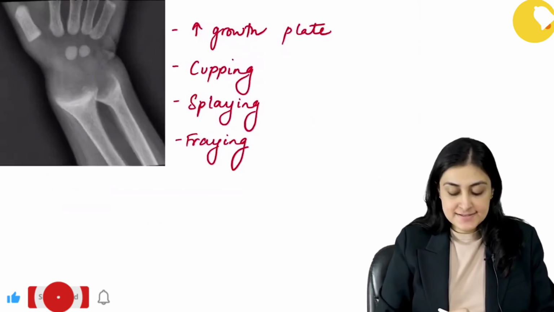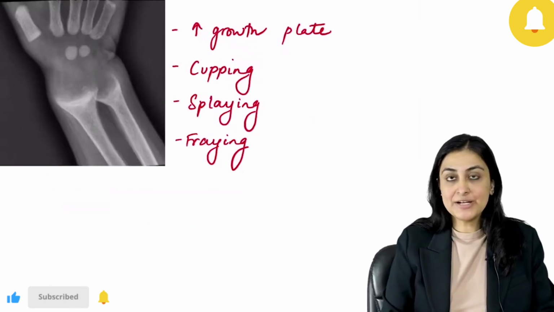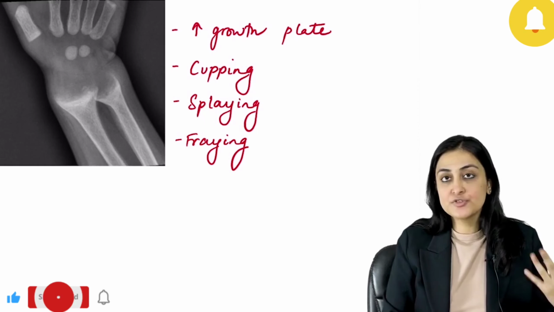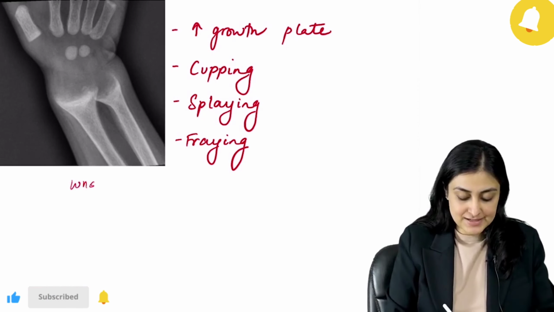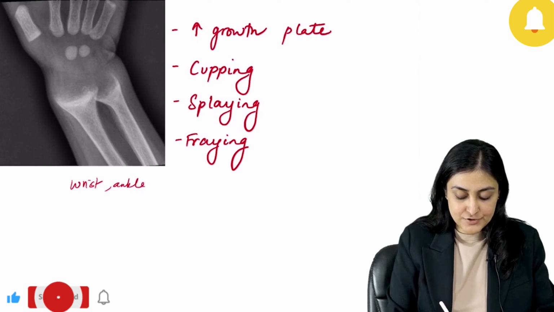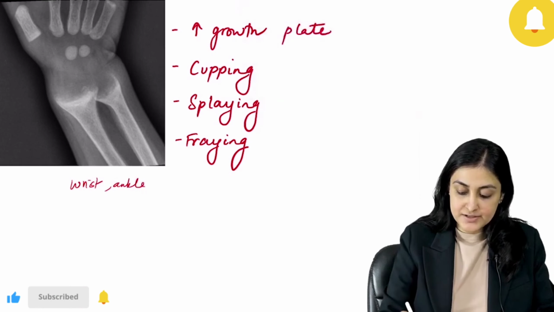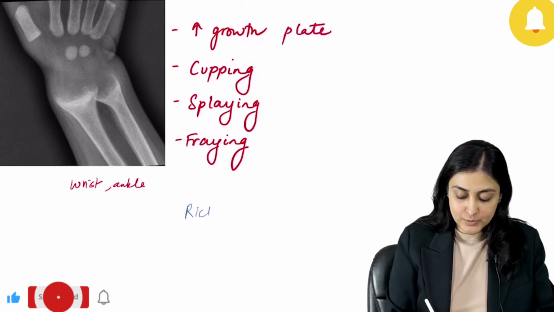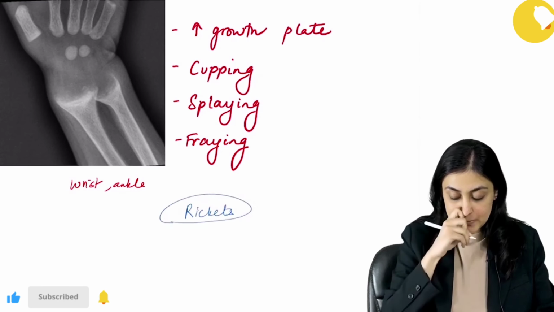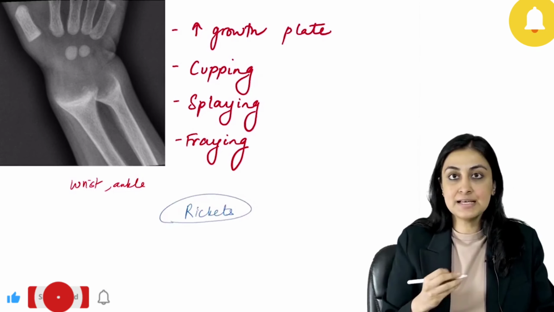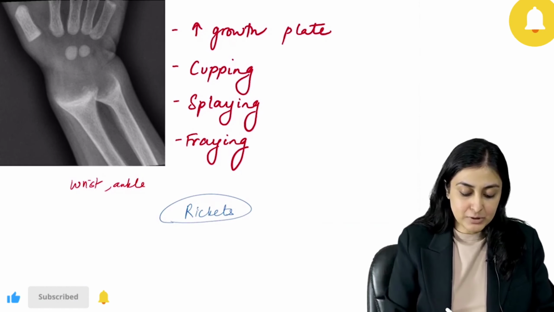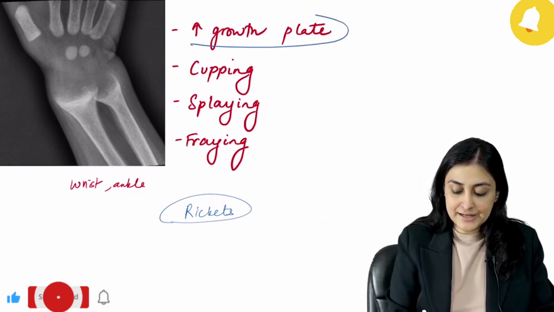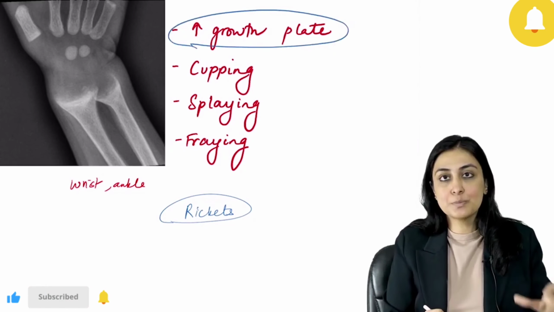So now looking at the next disease, we have a child who's coming to us with this widening of the joints, predominantly the wrist, ankle is going to be affected. So remember, we're talking about rickets, something again very, very frequently asked in the exams. Rickets is because of vitamin D deficiency. So what are we going to find? Remember, the earliest finding is going to be increased growth plate.